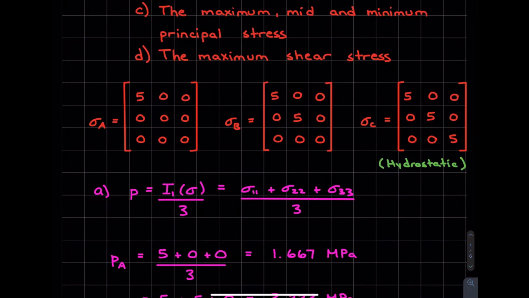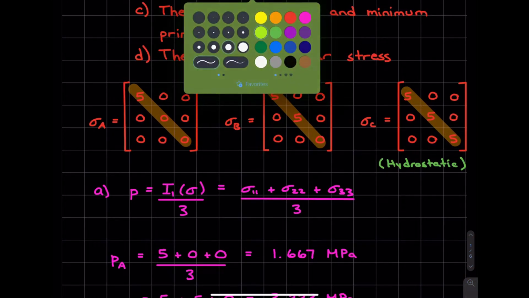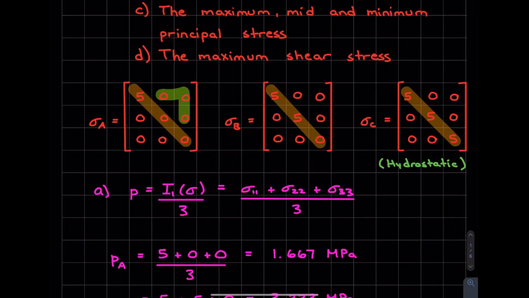And if we look at these three matrices, we can see that the work is actually nice and easy because they're already diagonalized. So only the diagonal of this matrix has non-zero values. The other ones are all zero. So if I switch my highlighter here to, let's go nice green, we can see that the rest of the entries are all going to be zero. So therefore, these matrices already give us the principal values.